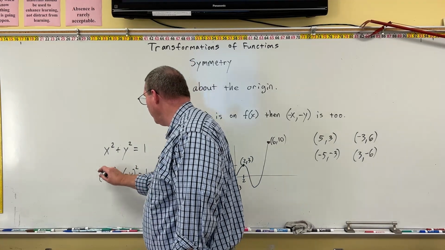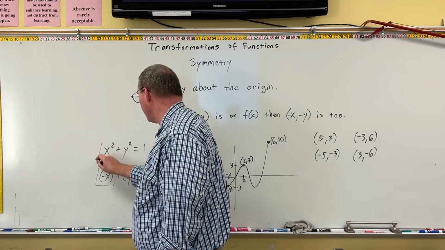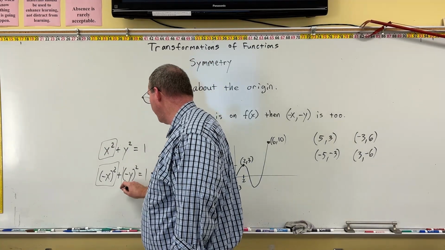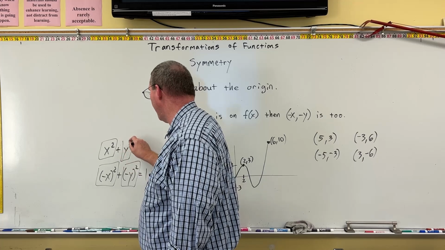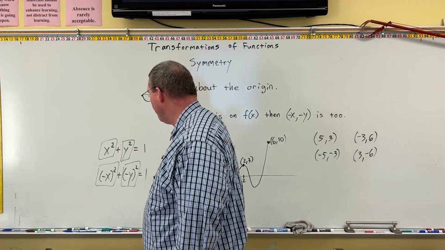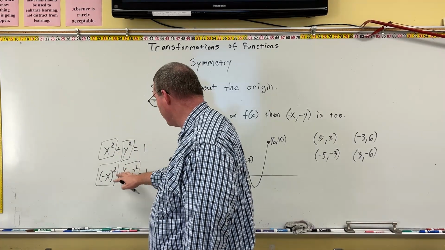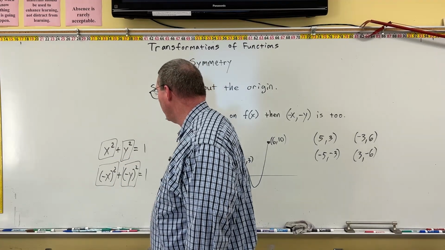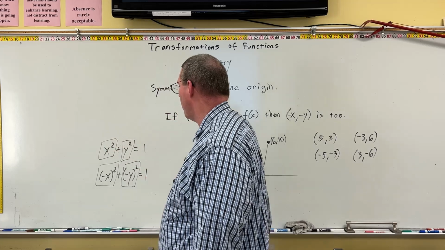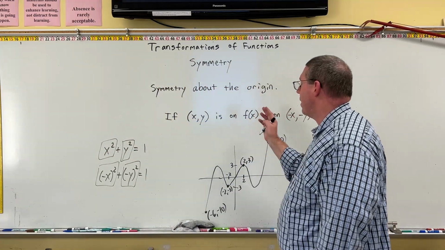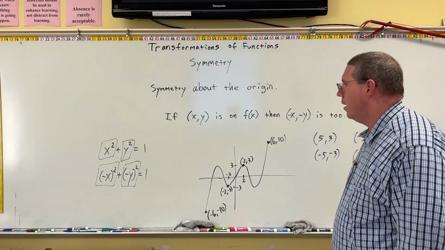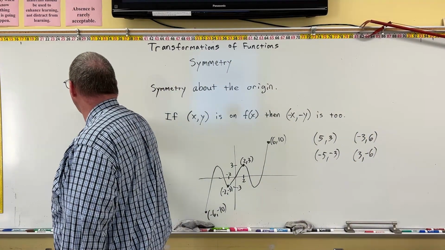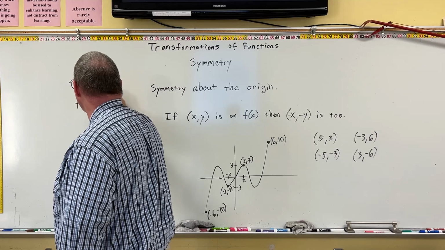We know that (-x) squared gives us the same value as x squared, and (-y) squared gives us the same value as y squared. Therefore, the relation still maintains. It's still the exact same relation. And therefore, this relation, x squared plus y squared equals 1, is symmetric about the origin. Another great one that's symmetric about the origin is the function f(x) = x cubed.